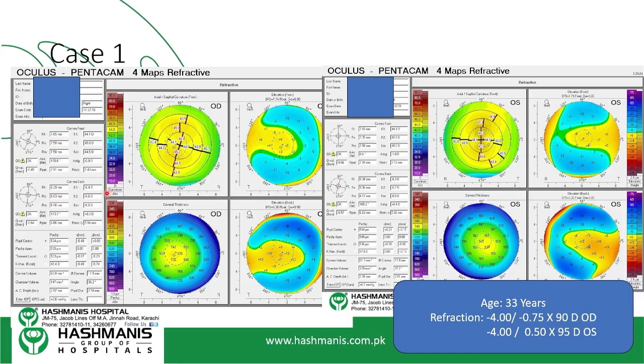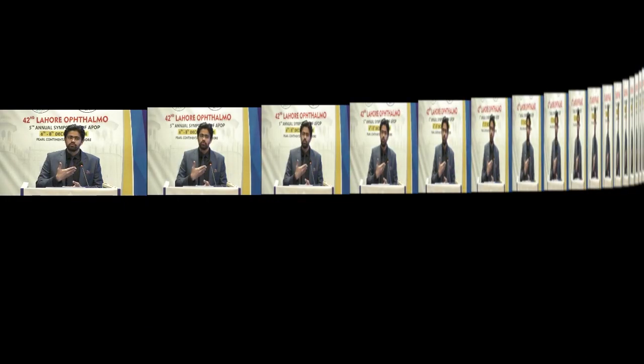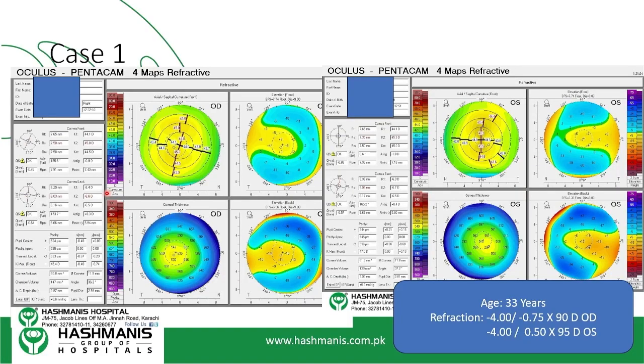Then you're getting these 4 maps. This is the sagittal curvature. Sagittal curvature, as I've alluded to before, is highly dependent on the patient looking at the right place. It's highly dependent on having a normal angle kappa, because if you've got someone who's looking somewhere else or has a high angle kappa, this curvature map is going to be skewed, it's going to be steepened, and it's going to show abnormal. So this is actually the last thing that I personally look at when I'm looking at the Pentacam.